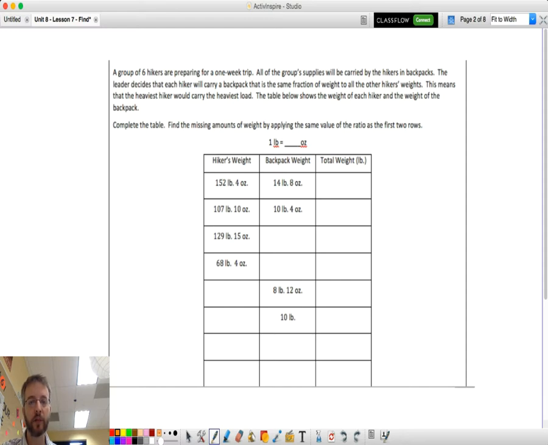The table below shows the weight of each hiker and the weight of the backpack. Complete the table. Find the missing amounts of weight by applying the same value of the ratio to the first two rows. So let's do that. Remind yourself that 1 pound is 16 ounces. So we're going to zoom in a little bit tighter here.